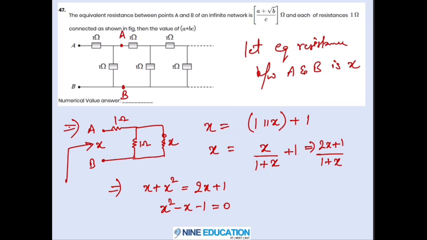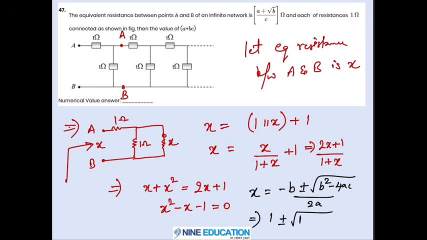Now this is a quadratic equation and you know how to solve a quadratic equation. So the roots of a quadratic equation are minus b plus minus under root b squared minus 4ac, divided by 2a. I don't have to tell this. So minus b is minus of minus 1, that is 1, plus minus under root b squared, which is 1, minus 4ac, which is 4, divided by 2a, which is 2. So you'll get X is equal to, you ignore the negative root because the answer can't be negative. So you take only the positive root, it is 1 plus root 5 by 2.